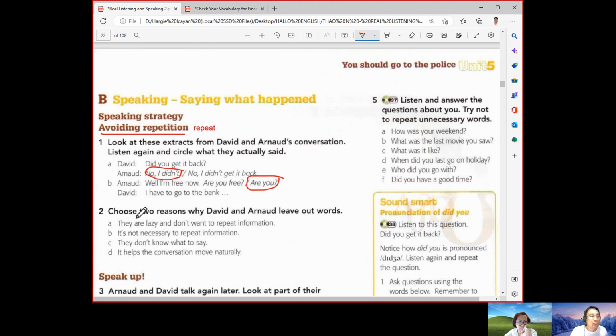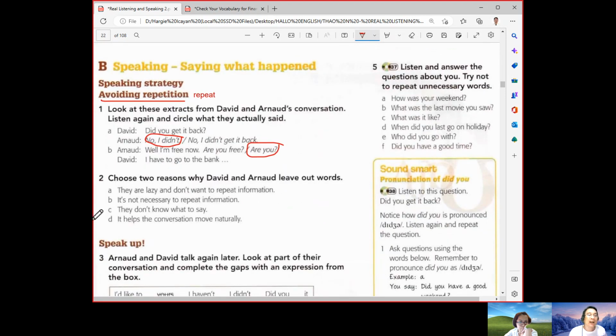Okay, next. Choose two reasons why David and Arnaud leave out words. A. They are lazy and don't want to repeat the information. So, according to in here, what's the reason? Two reasons why David and Arnaud leave out words. Like, why is it they will not say it? Okay, so what's the reason?